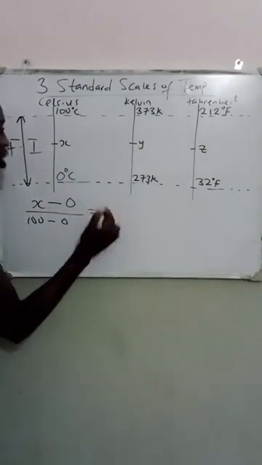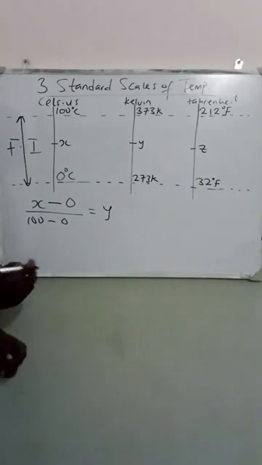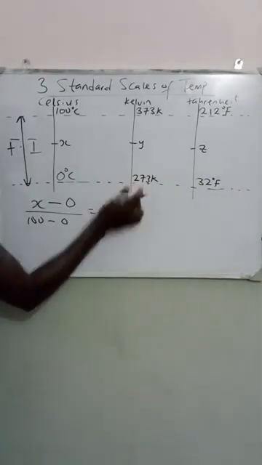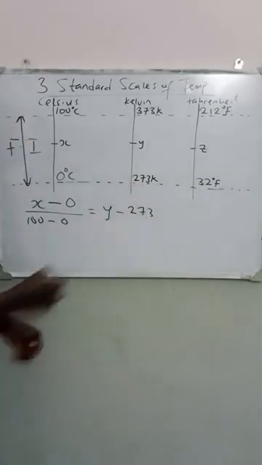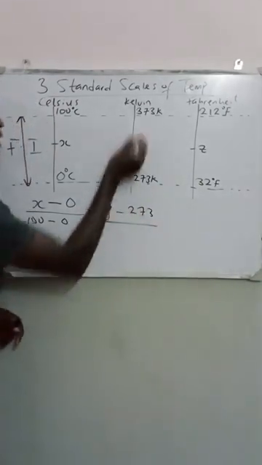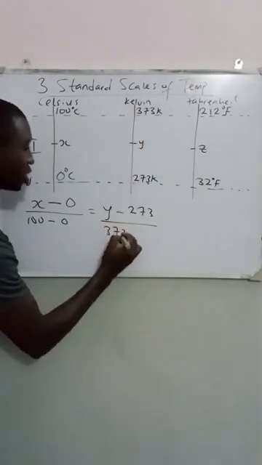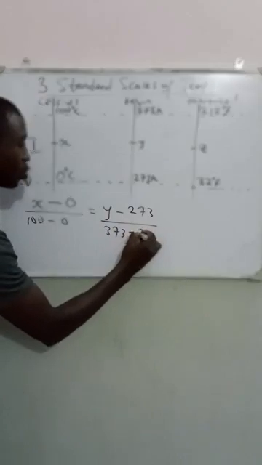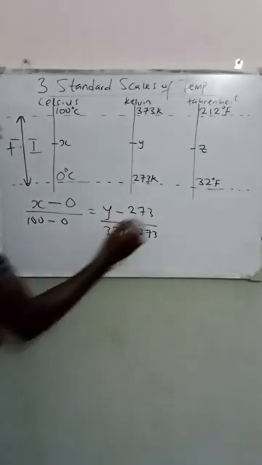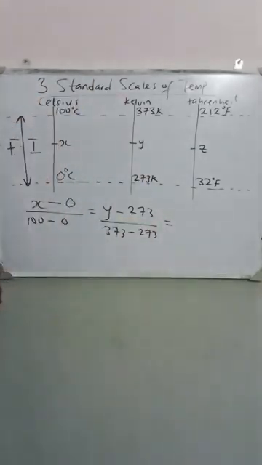The unknown is Y. Always start with the unknown. Minus the lower fixed point, which is 273, divided by the upper fixed point, which is 373, minus the lower fixed point, which is 273. Should be equal to, let's go to the Fahrenheit scale.